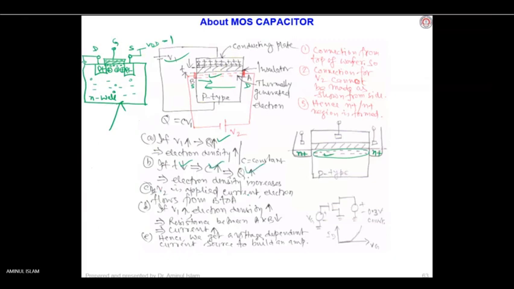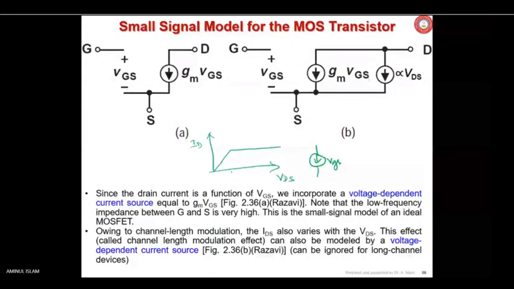If V2 is applied, current flows from B to A. If V1 increases, electron density increases, resistance between A and B decreases, and current increases. Okay, these things we have discussed, so I hope I should not have to repeat them.